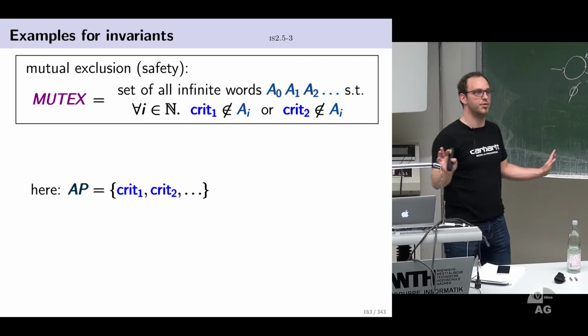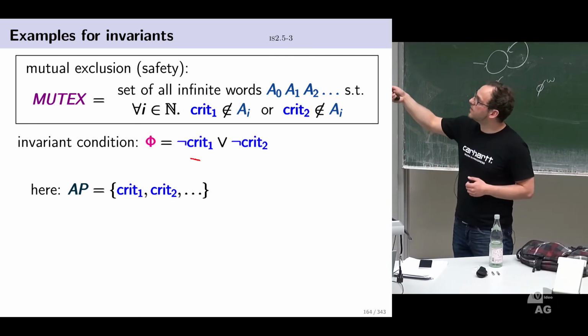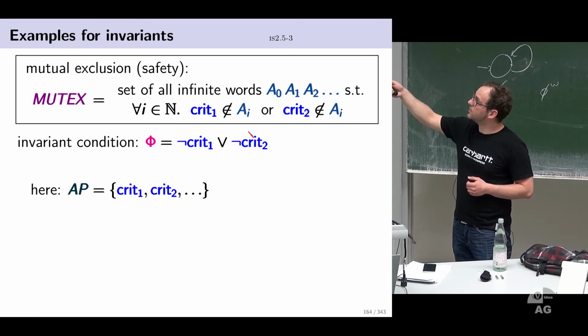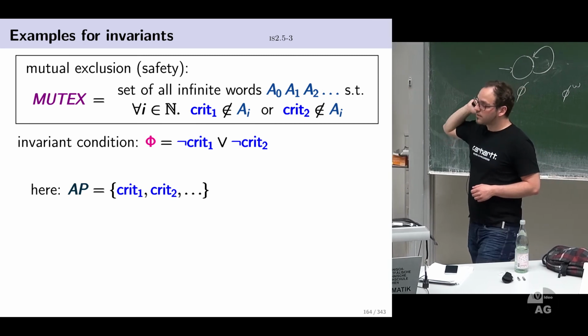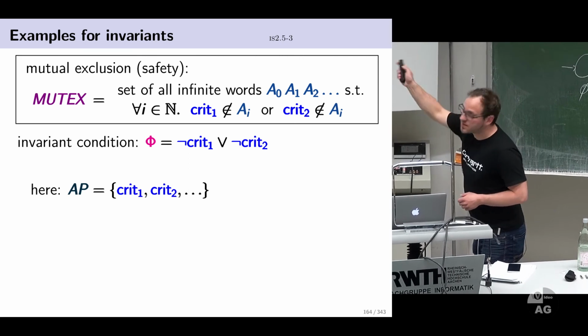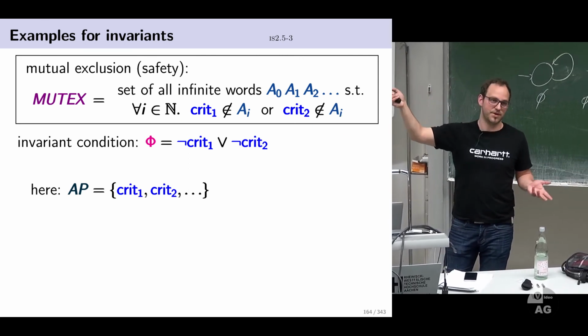That's just a linear time property, not an invariant yet, but we can come up with an invariant condition phi saying not crit 1 or not crit 2. And if you then take the set of all infinite words such that at every position this formula is satisfied, then you arrive at exactly this property up here.